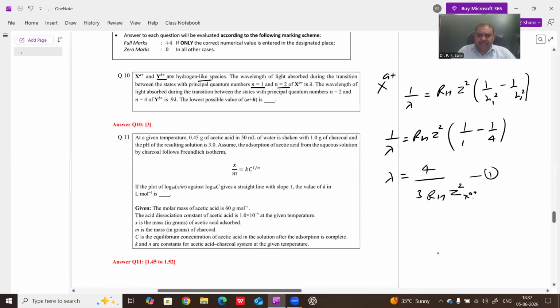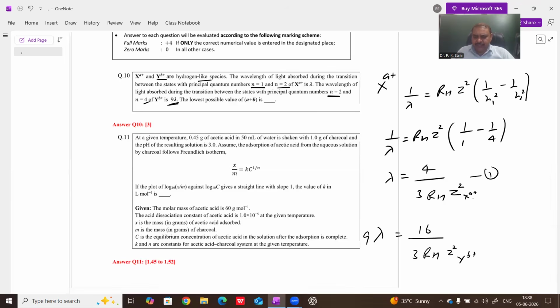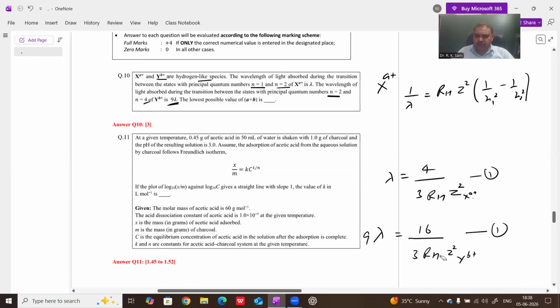Similarly, we write the Rydberg equation for species Y, and their wavelength is 9 by something, with n1 equals 2 and n2 equals 4. Therefore, the wavelength is 9 equals 16 upon 3 Rydberg constant Z square of species Y B positive, equation 2. Then we divide equation 1 by equation 2.